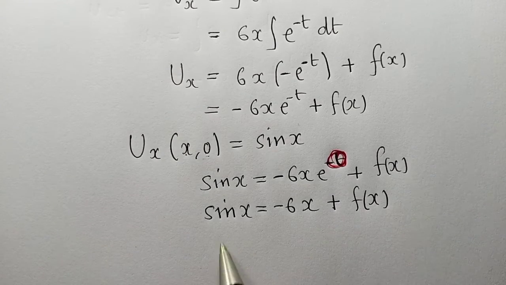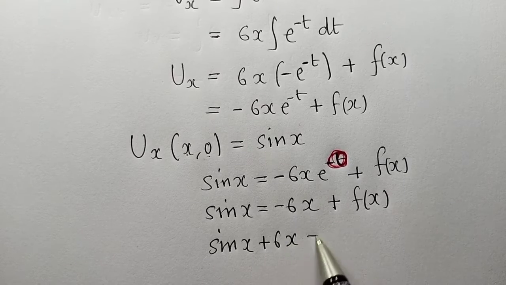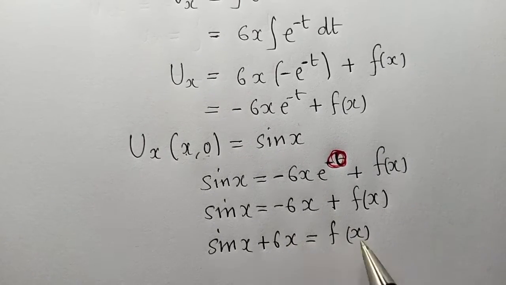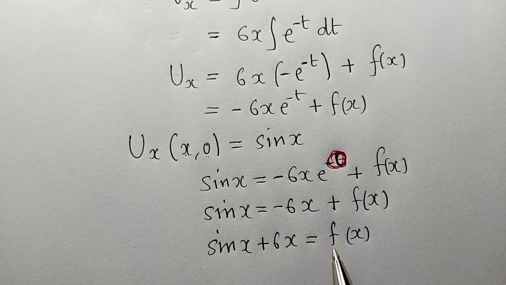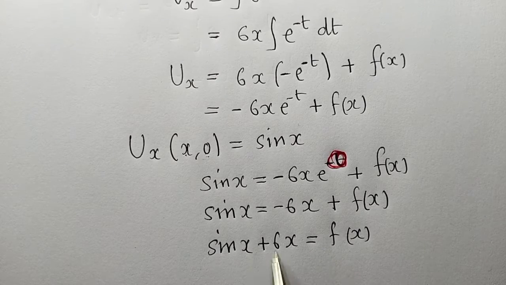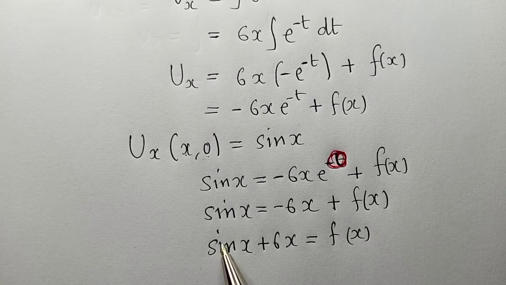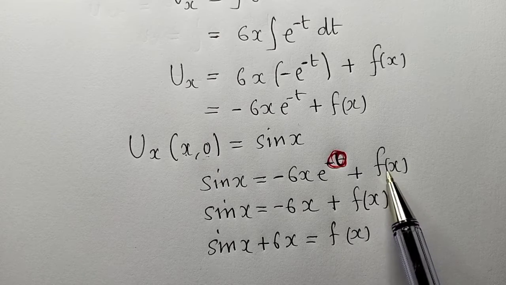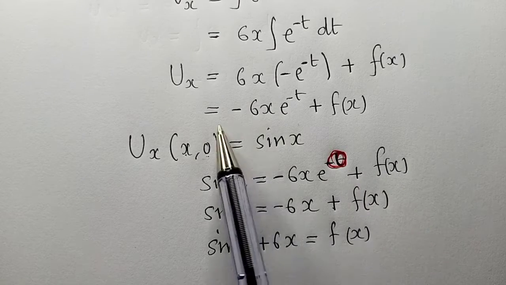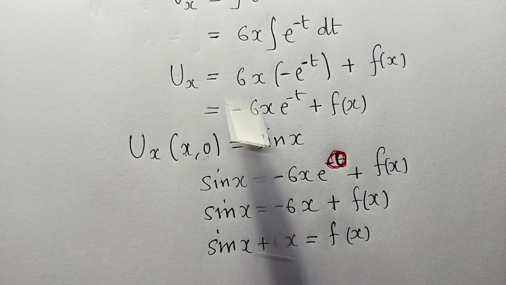So we make f of x the subject of the formula. It will be sine x plus 6x is equal to f of x, like this. So if you're able to see nicely, we found the function, the constant which is missing. It's this one. We can even plug it back where it's supposed to be. Remember there is a function that we needed to put here, we didn't know, so we can write it back. Let's put it in our u subscript x.